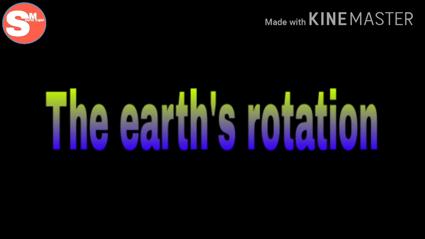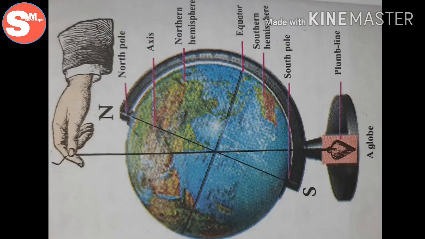The Earth's rotation. Try this. Take a globe like the one in the picture and spin it. Note the line around which it rotates. Now take a plumb line and hold it close to the globe as shown in the figure. If you cannot get a plumb line, tie a long thread to an eraser and make one.